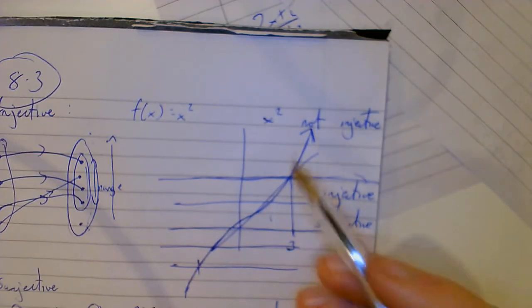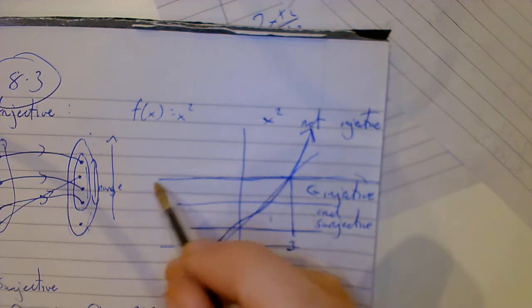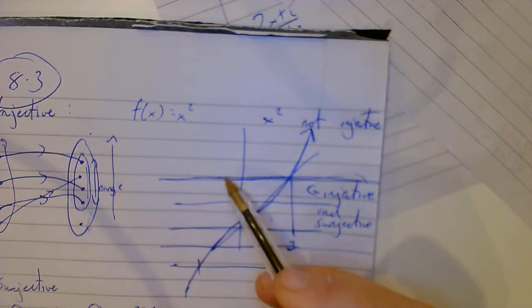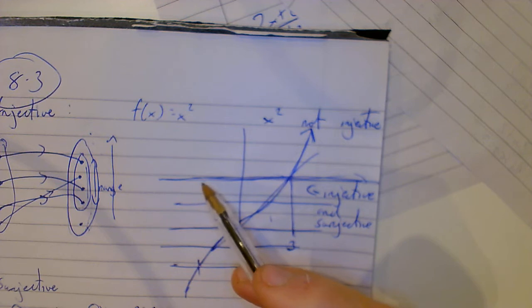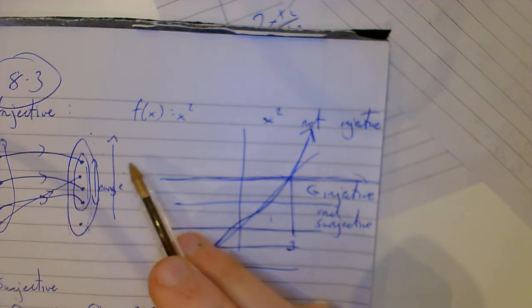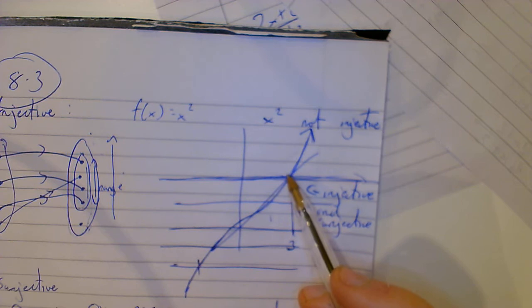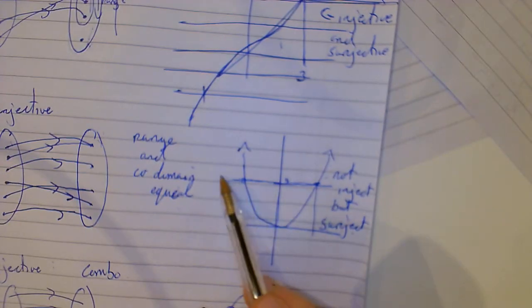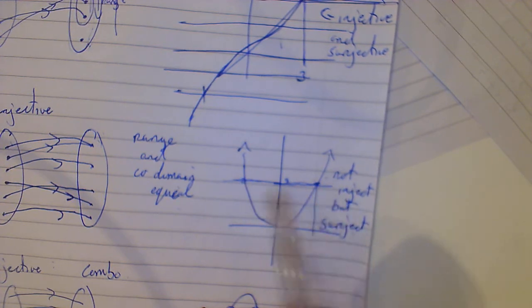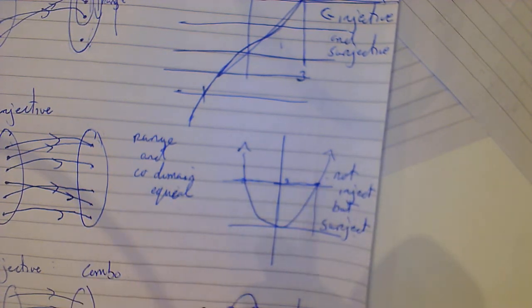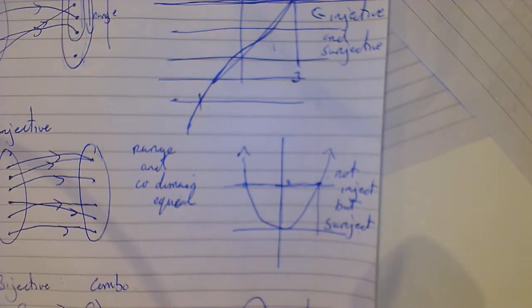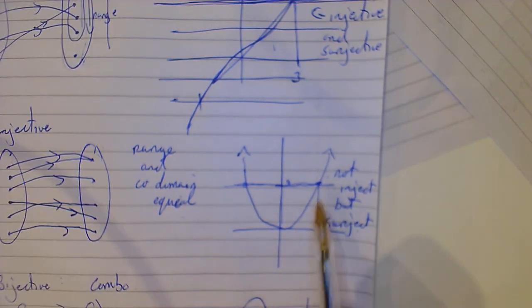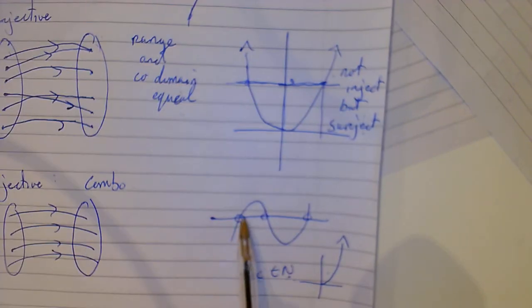Test number 3 for this. If I go to any point and draw a line across, will it hit any other point? If it hits another point, it can't be injective. If it only hits one point, it can be injective. Now, this one here, this goes across, hits 2 points. That can be surjective. Surjective has to hit at least 1 point. So if we go down here, cubic, that can be surjective but can't be injective.